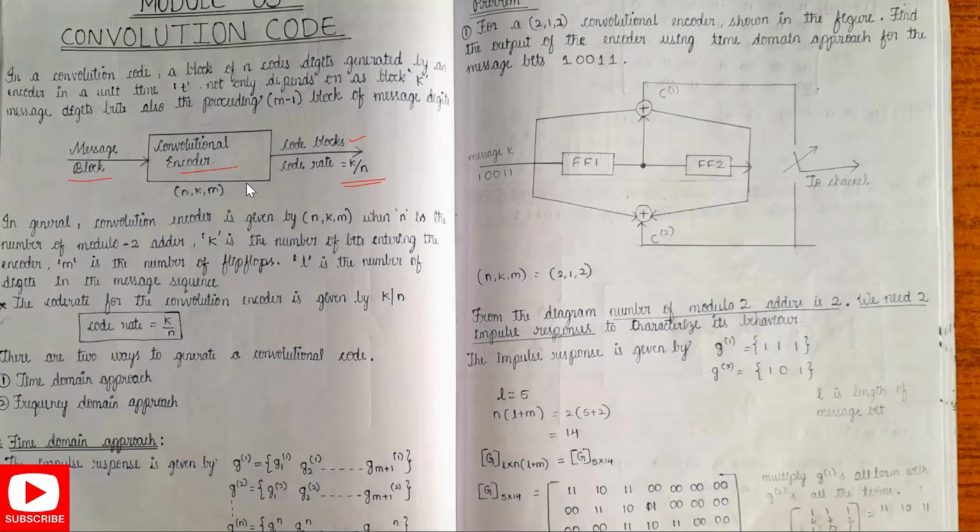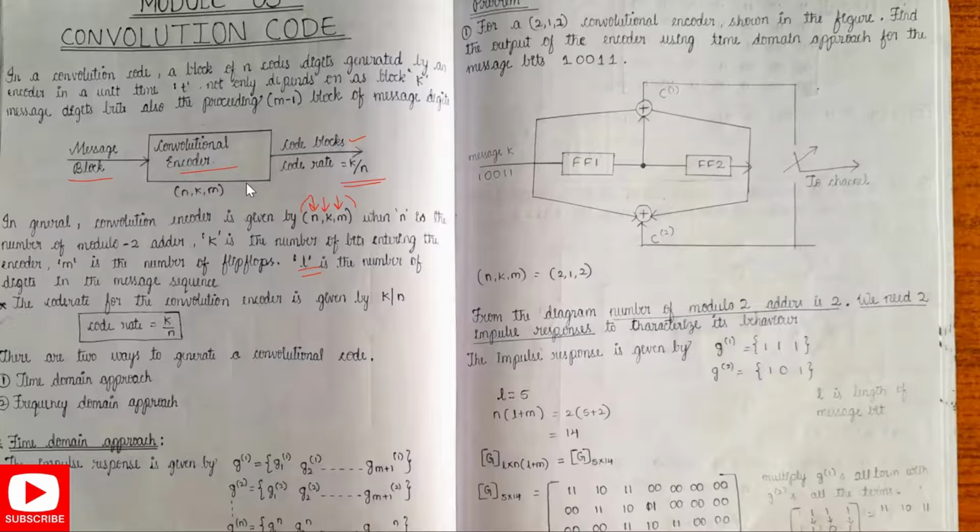Everywhere in the numericals you will get questions in this format, where n is the number of modulo adders used in the problem, k is the number of bits entering the encoder, that is the input we are giving, and m is the number of flip-flops used. L is the number of digits in the message sequence. These are all the notations you have to know. The code rate of the convolution encoder is given by k by n.